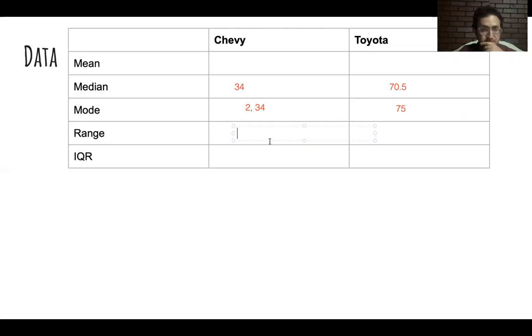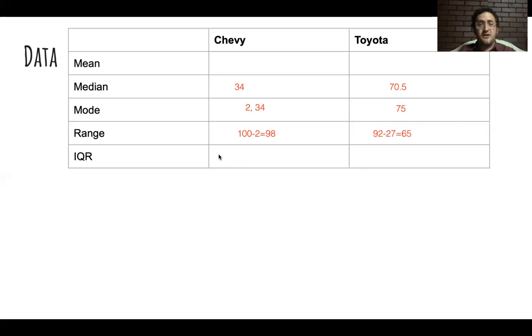And then the range was your high value minus your low value. So we went from 100 down to 2 for our reliability on our Chevrolet. So that's a whopping 98. And then for the Toyota, we went from 92 minus 27. So that gets us to 65.